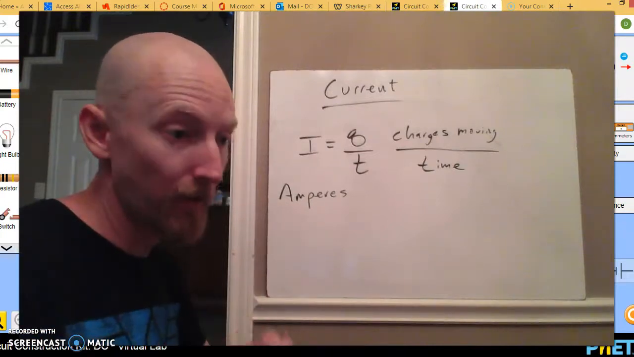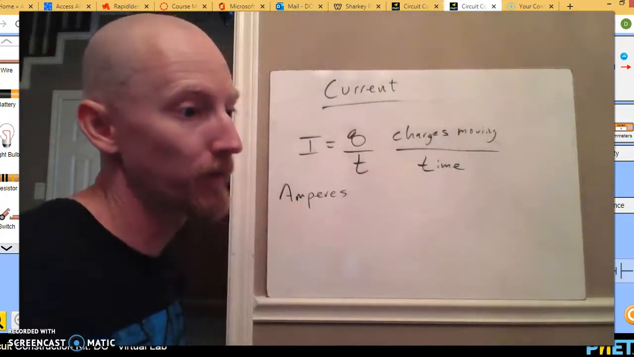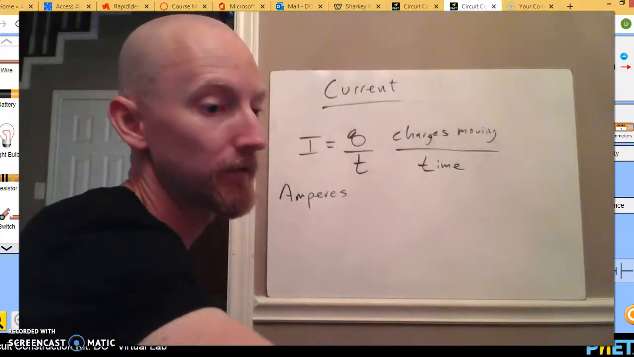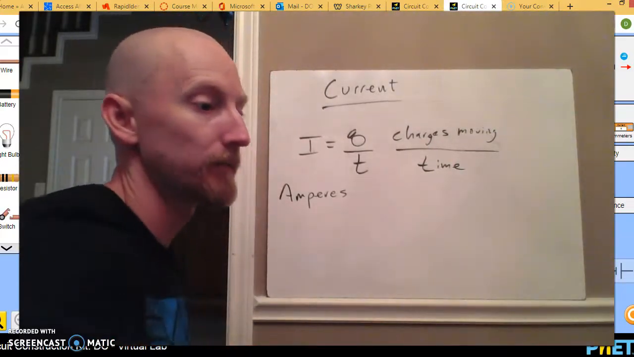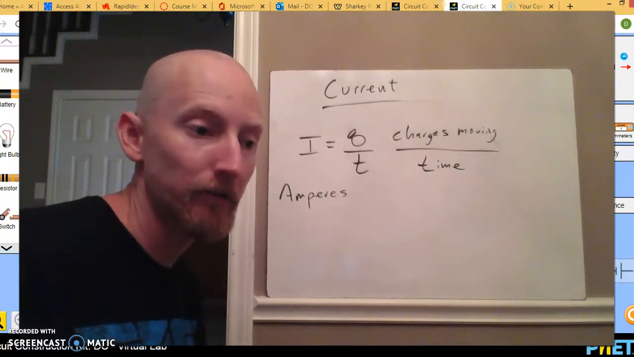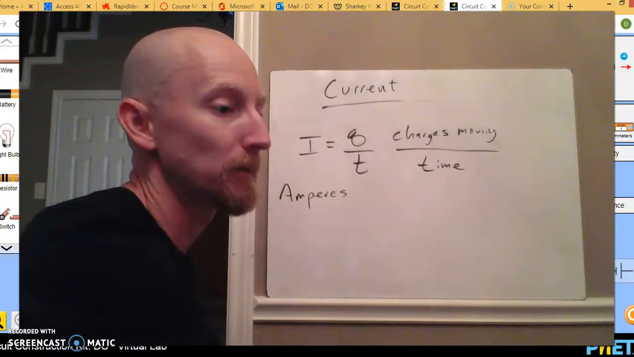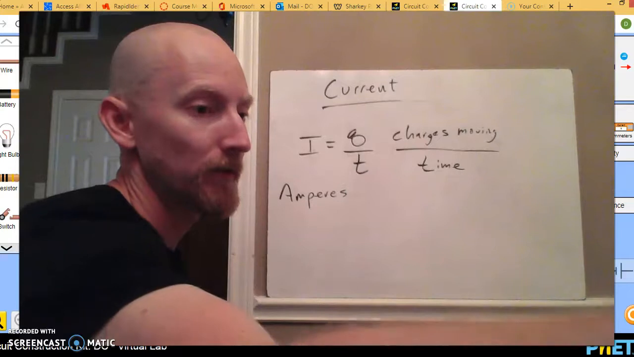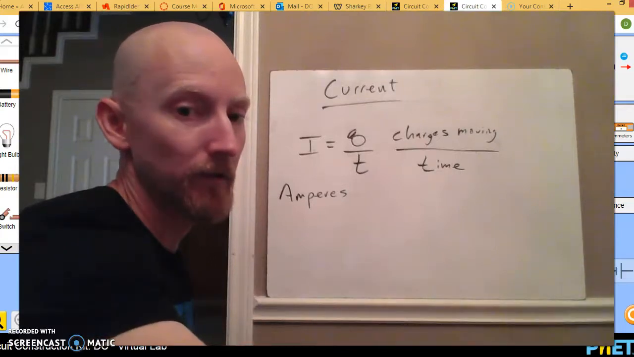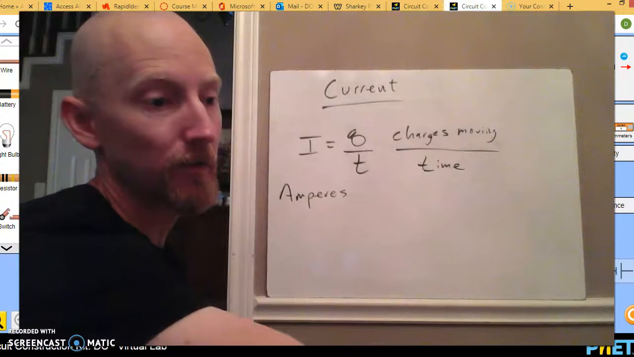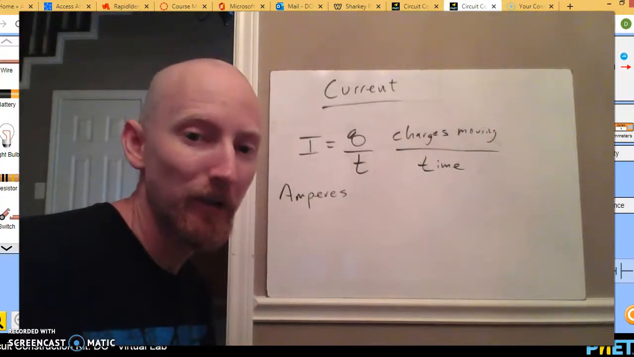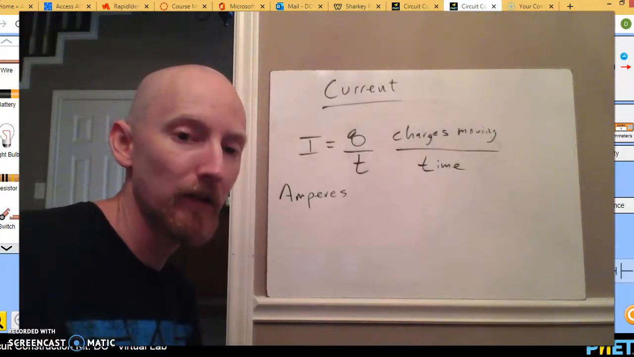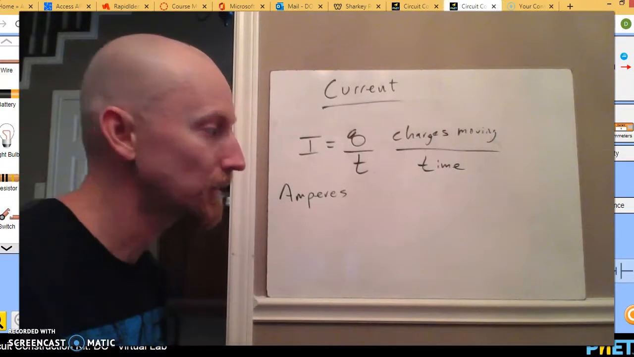1 amp of current is more than enough to fry someone. 1 amp of current is actually a lot of current. So you usually only need about half an amp or even less. I used to be bad, and I used to say things like, it's not the voltage that kills you, it's the amps. But I was wrong about that way back when. It turns out that voltage can kill as well. But anyway, usually current is the thing you've got to watch out for. And you only need about half an amp for it to get you.